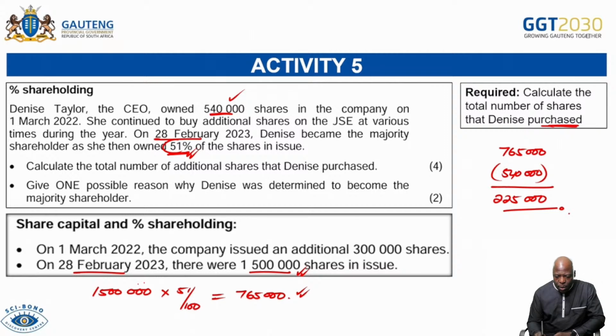As of 28 February, we have 1.5 million shares in issue, and she holds 51%. That means she has 765,000 shares in her possession. Yet, at the beginning, she had 540,000. So how many shares did she buy to move from 540,000 to 765,000? She purchased 225,000 shares. That's what it means.